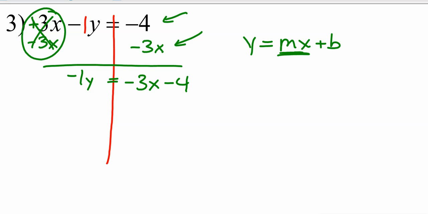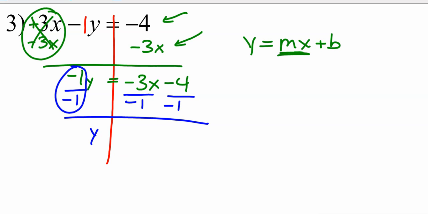Now, I'm not getting rid of the y, I'm just getting rid of the 1. So I actually want to divide by negative 1. Okay? So we're just getting rid of the 1s. Negative 1 divided by negative 1 is 1. 1 times y is just y. That's that whole process that I've taught you over and over again.